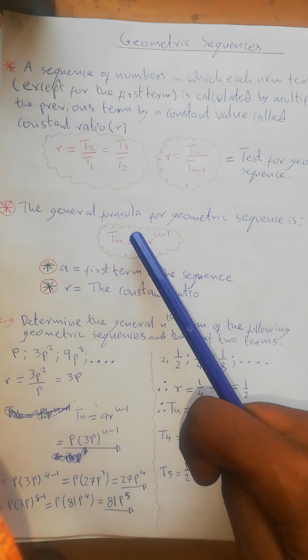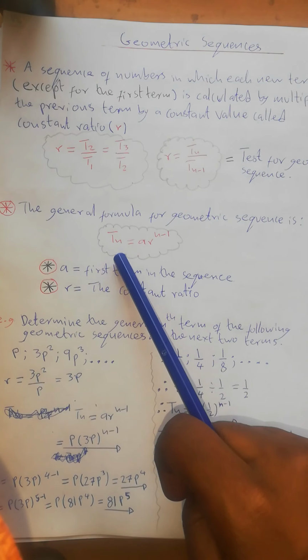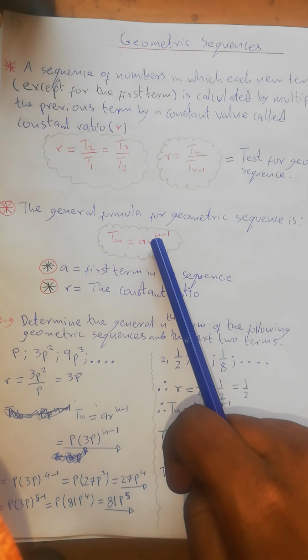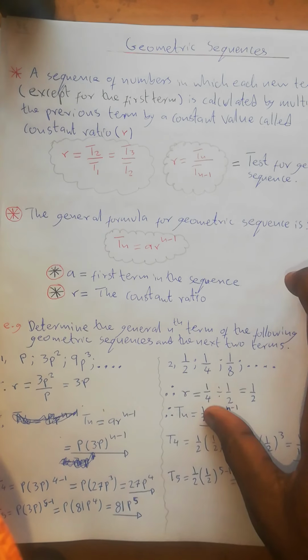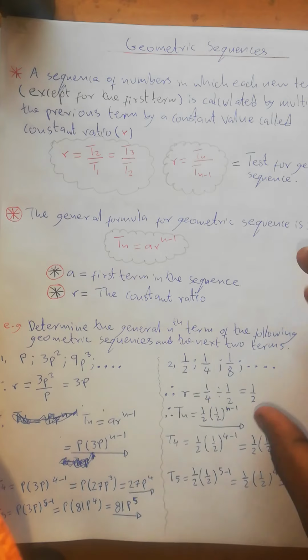The general formula for a geometric sequence is Tn equals a r to the n minus 1. Your a is obviously your first term in the sequence and r is the constant ratio.